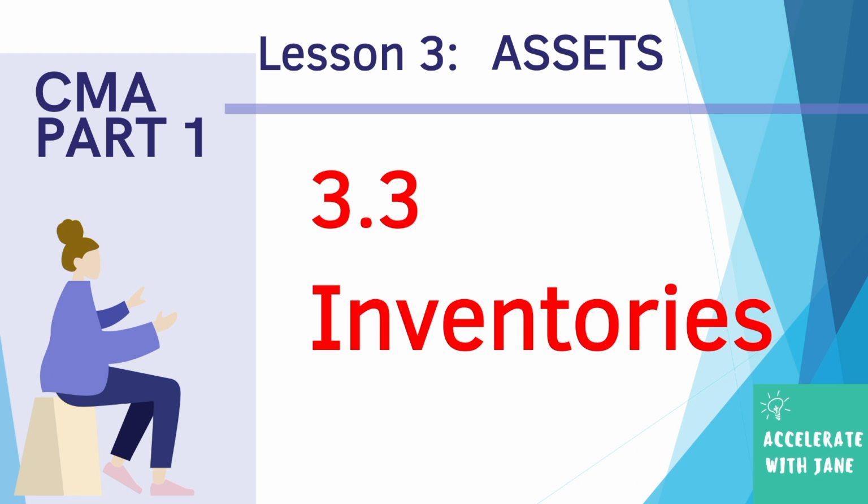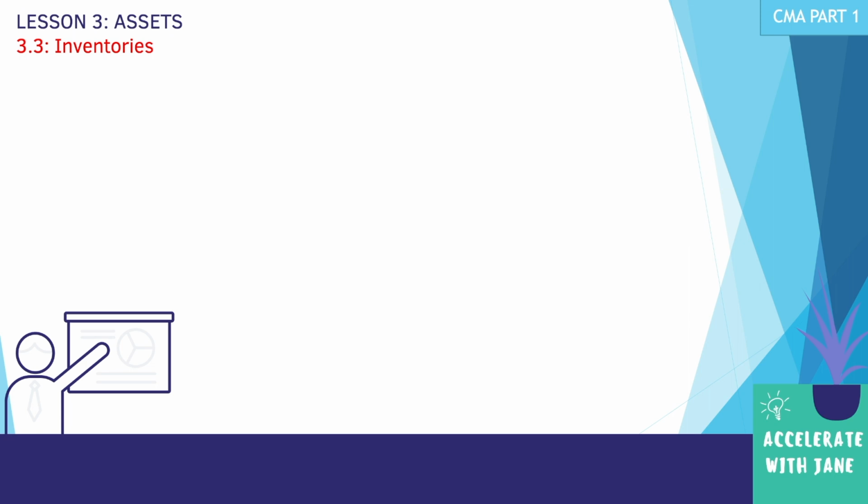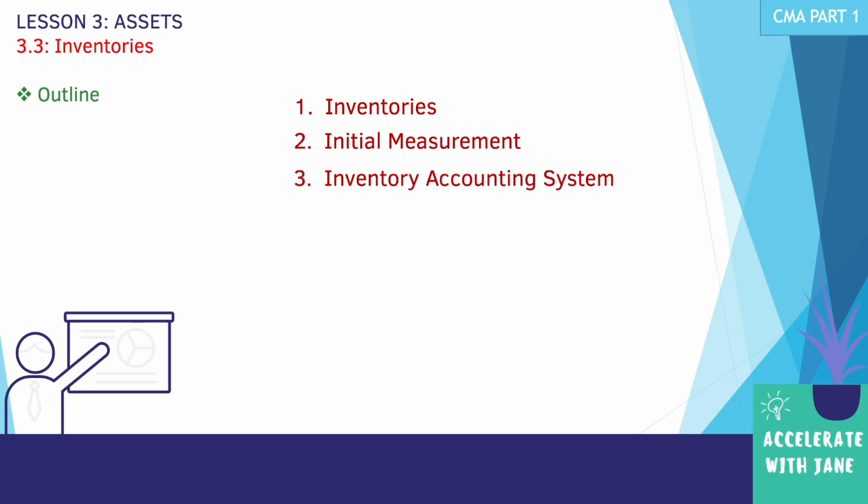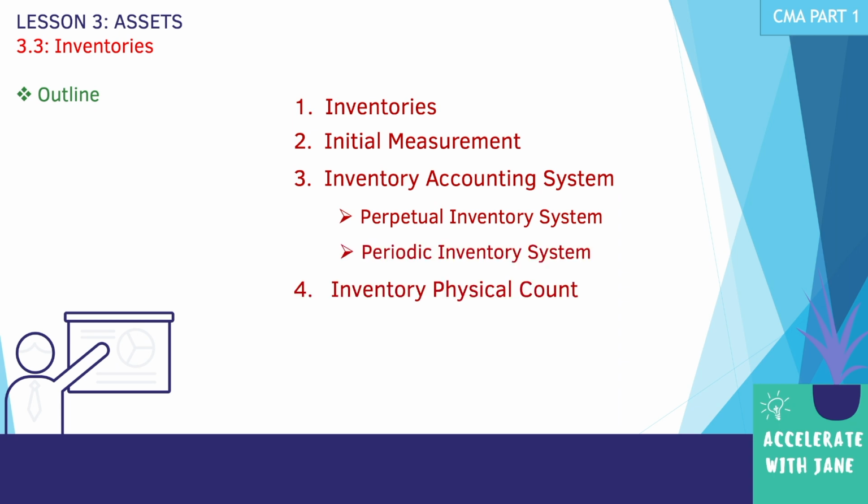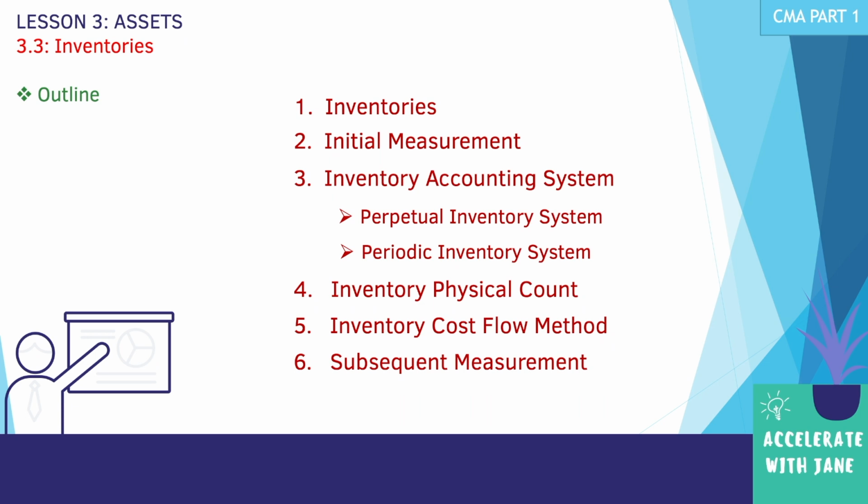inventory topic. Alright, so now we have here the outline. So first, I'm gonna introduce to you what we mean by inventories. Second, what is the initial measurement of inventories? Third, what are the two inventory accounting systems? So we have two, the perpetual inventory system and the periodic inventory system. Fourth, what do we mean by inventory physical count? Fifth, what is inventory cost flow method? And sixth, what is the subsequent measurement of inventories per the accounting standards?